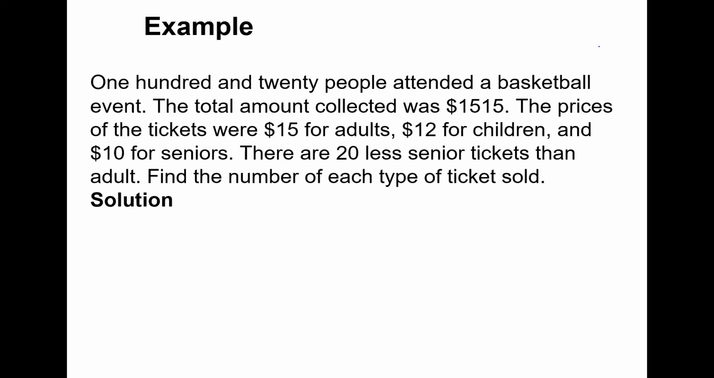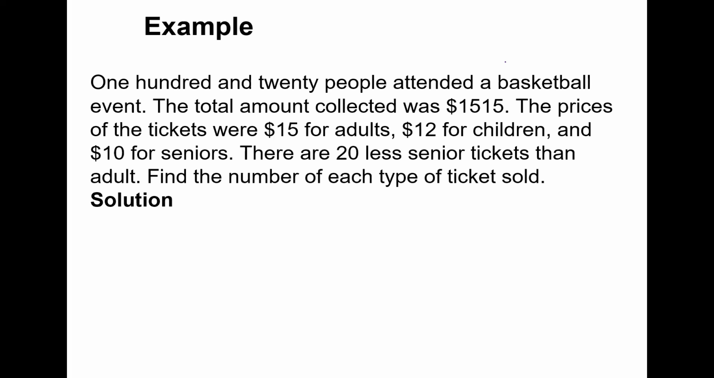All right, so here we have 120 people attended a basketball event. The total amount collected was $1,515. The prices of the tickets are $15 for adults, $12 for children, and $10 for seniors. There are 20 fewer senior tickets than adult tickets. Find the number of each type of ticket sold.